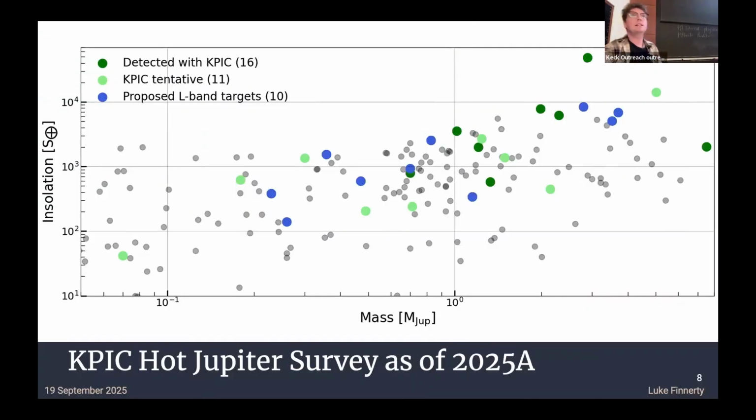So we had some initial successes with this in 2022 when we built that out into a large survey that ran over the lifetime of KPIC. This was a huge investment of telescope time, which I'm very grateful for. And it's let us span the whole hot Jupiter population. But today what I want to talk about specifically is what we're doing in this last semester, which is an L-band follow-up for 10 additional targets.